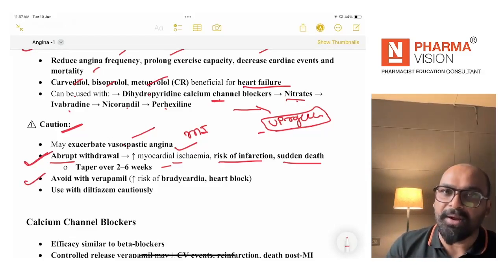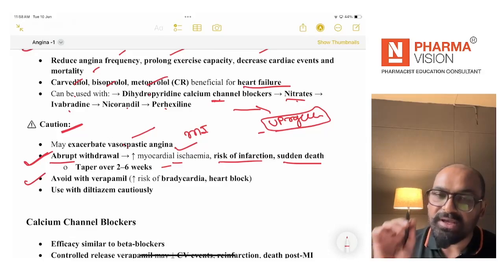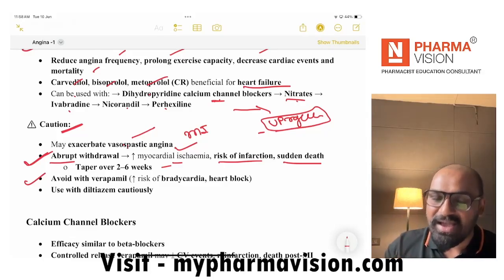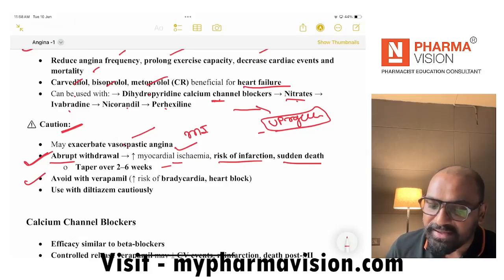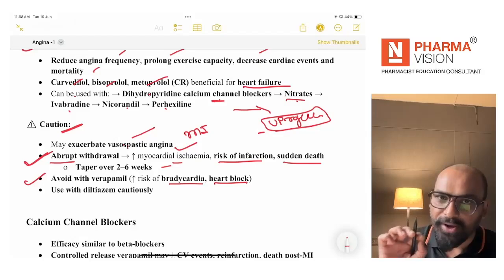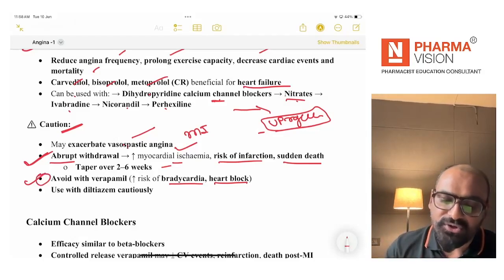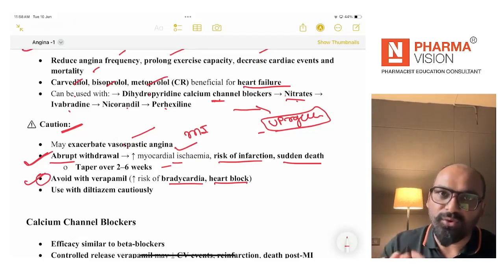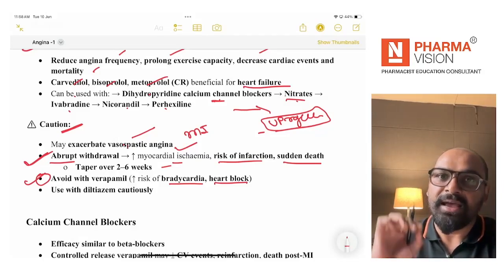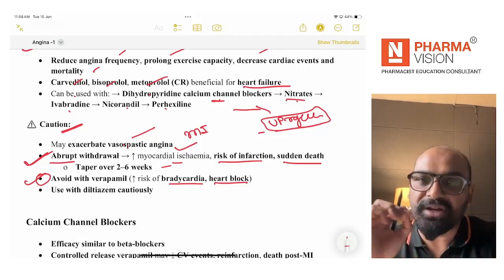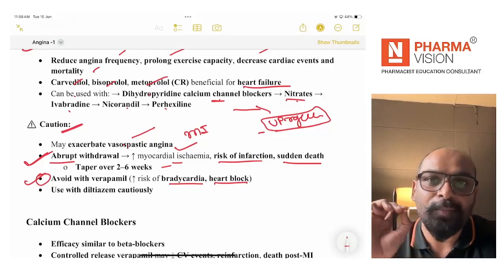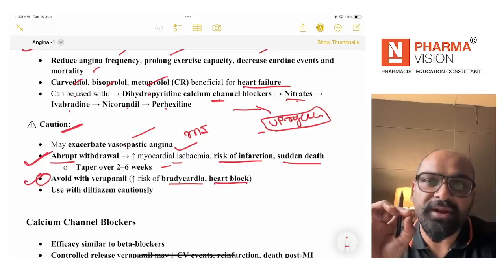Avoid with verapamil, because both medications significantly reduce myocardial muscle activity, and that increases the risk of bradycardia and heart block. Avoid, okay, but some patients might need it, so in that situation we can give it. But whenever in your real life practice you get the combination of beta blockers and verapamil, always incorporate it in your counseling.